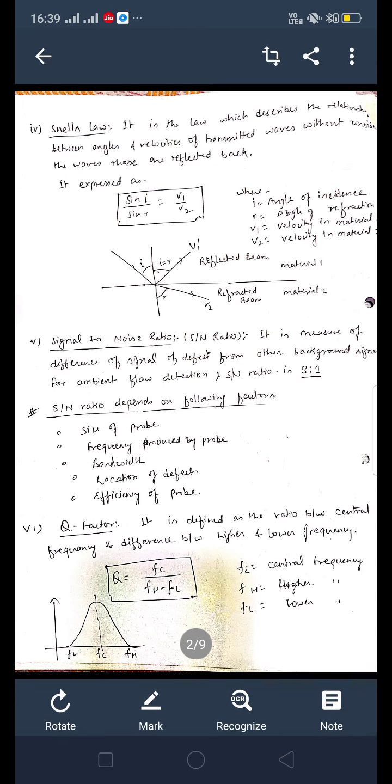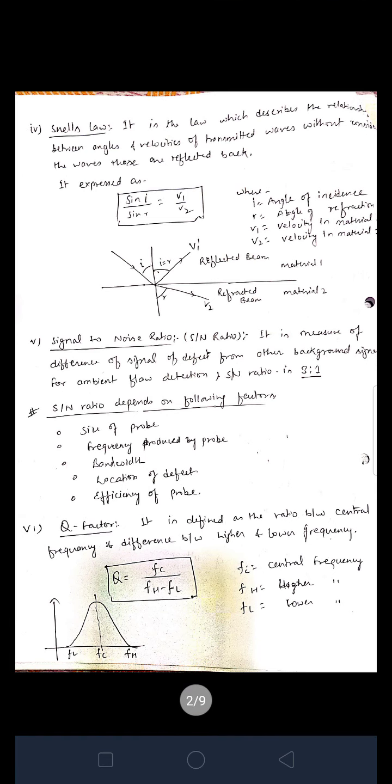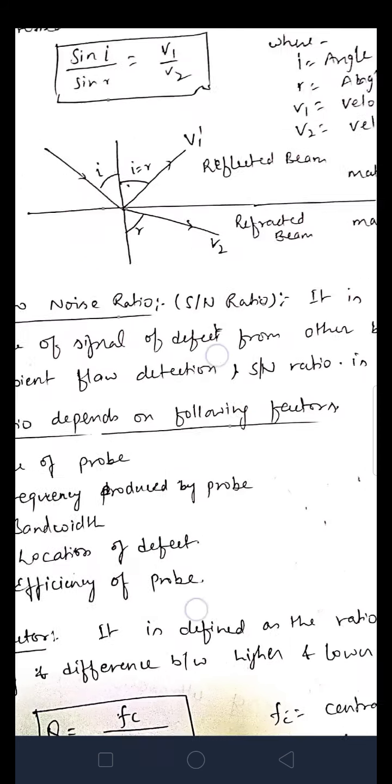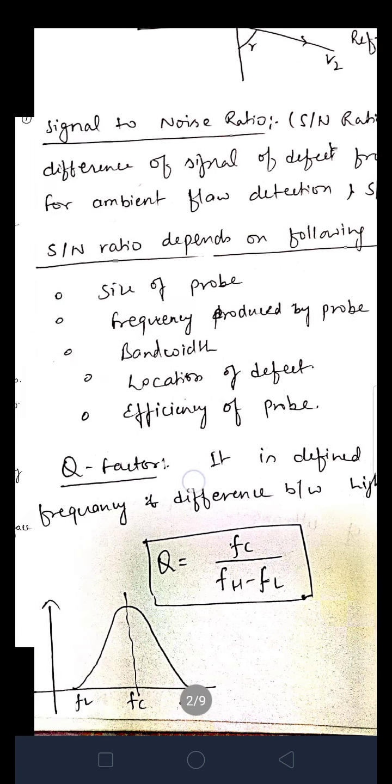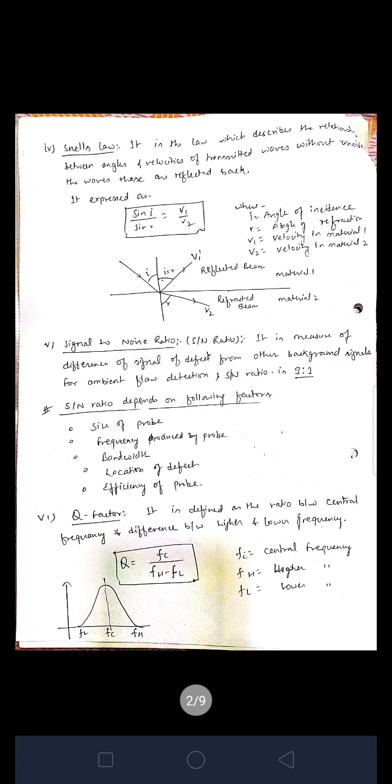And next is the Q factor. What is Q factor? It is defined as the ratio between the central frequency and the difference between the higher and lower frequency. Here is the formula. Q equals FC upon FH minus FL, where FC is the central frequency, FH is the higher frequency and FL is the lower frequency. And here is the graph of the Q factor. So this is the Q factor.